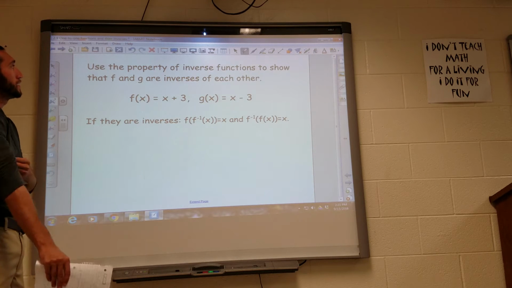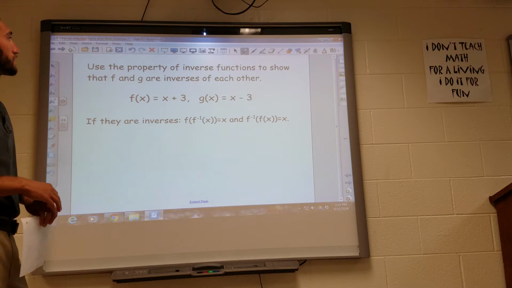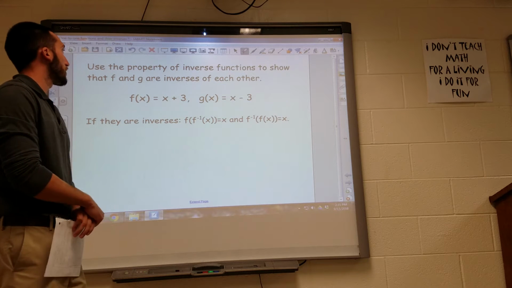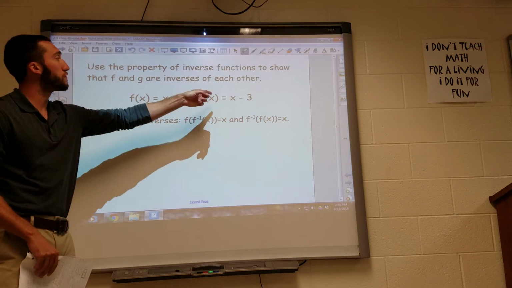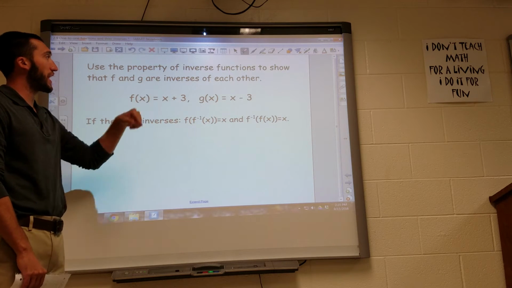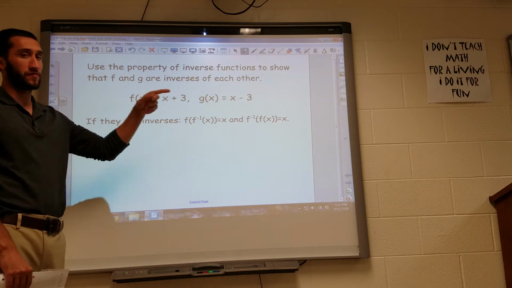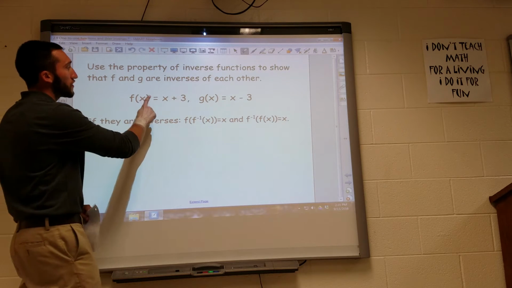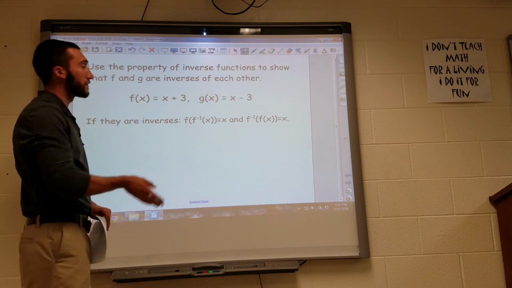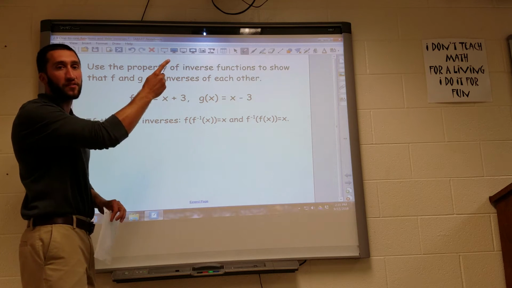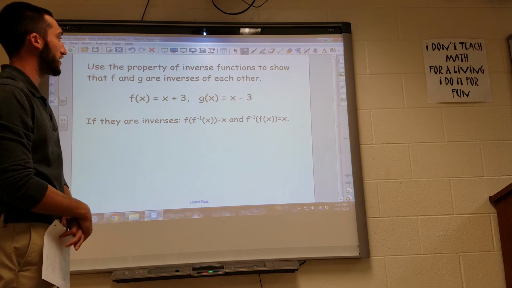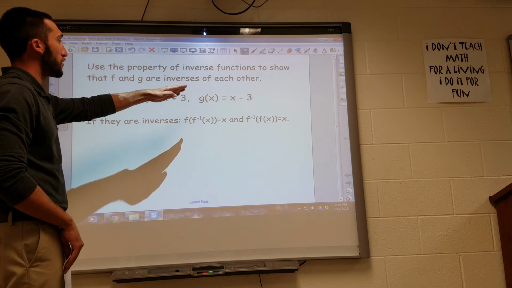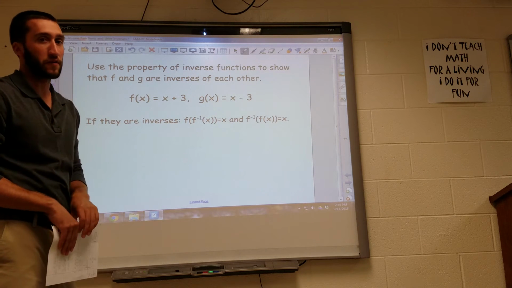Next problem, they want us to use the property of inverse functions to show that f and g are inverses of each other. So they've given us two functions. They want us to check to make sure they are inverses of each other. Additionally, these are both one-to-one functions. If you graphed them, you would see they're just lines, and they would pass the vertical and horizontal line test. So we already know they're one-to-one. Now let's see if they're inverses.